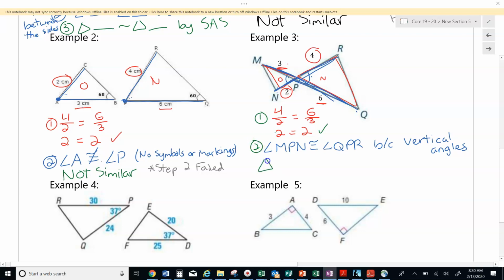So this does work. So triangle MPN is similar, and I want to be careful that I actually am matching up my sides. I went down my underlined to my circled. So I want to go down the underlined first and then down the circled side. So triangle QPR by side, angle, side.